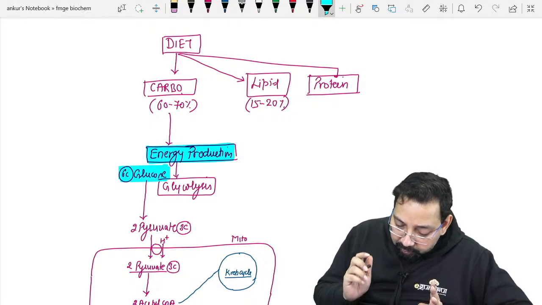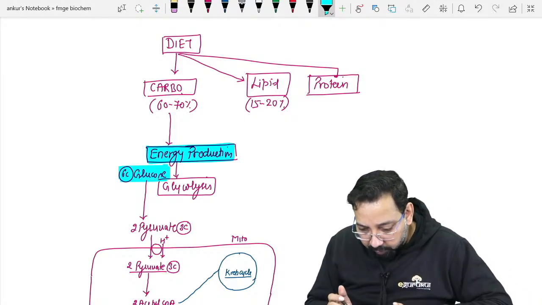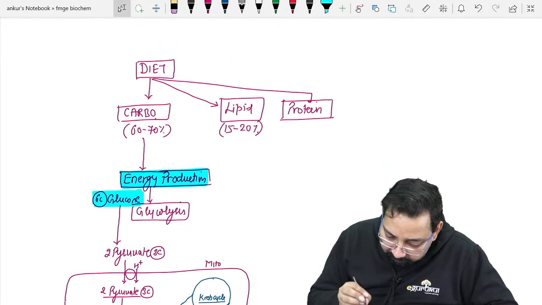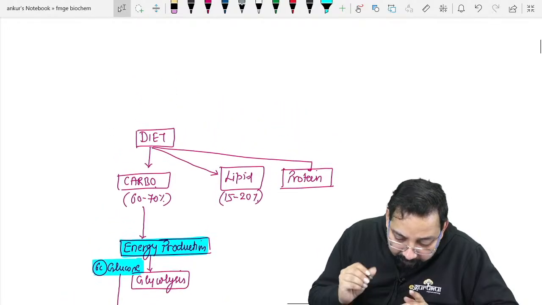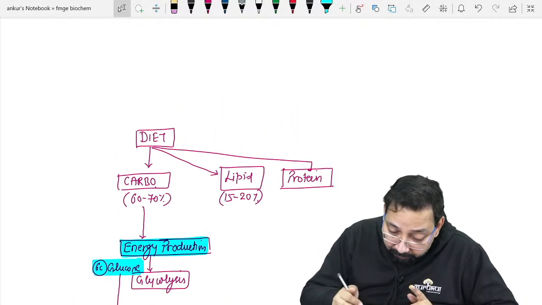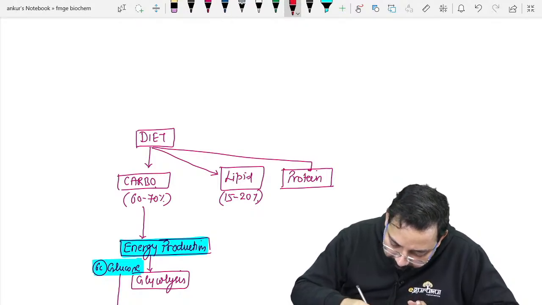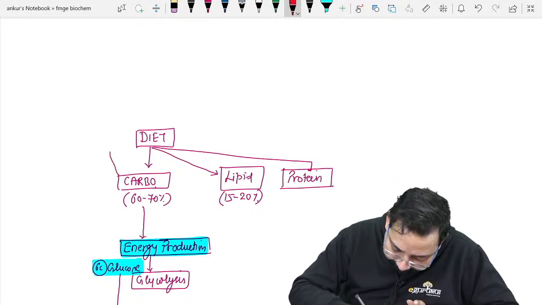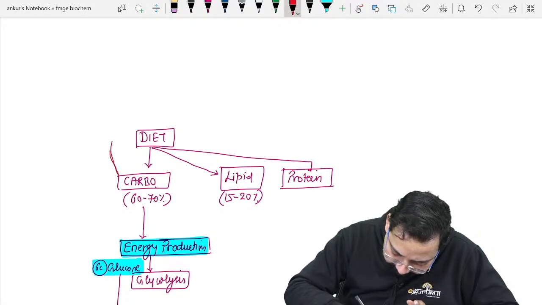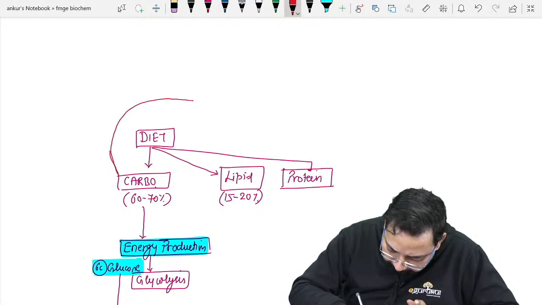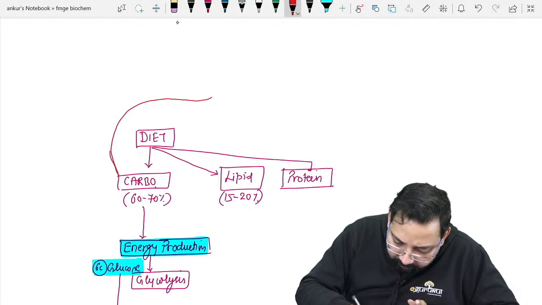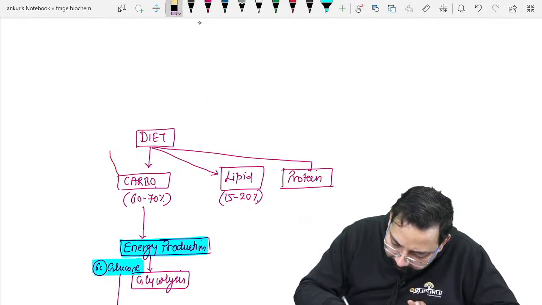Clear? The second function of carbohydrate, I will write differently. The color would be the same, but at the apex, I make it like this.